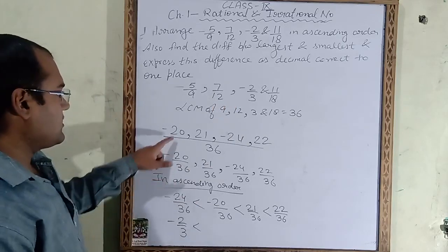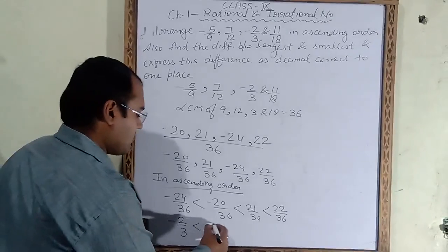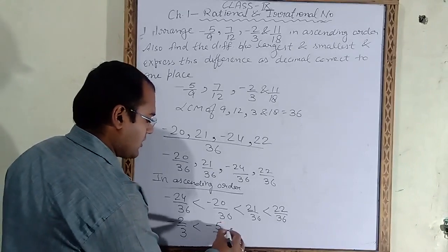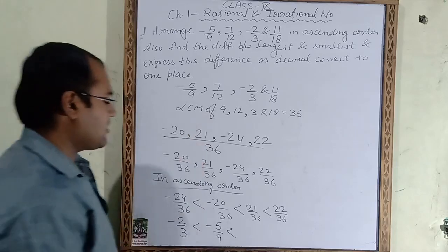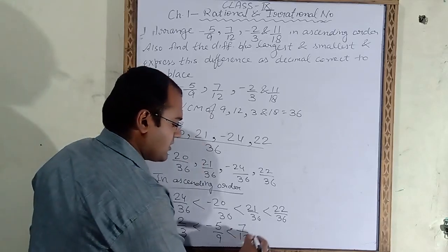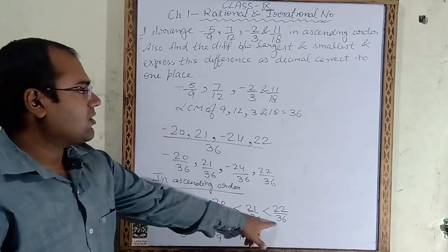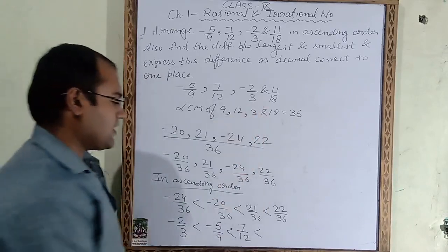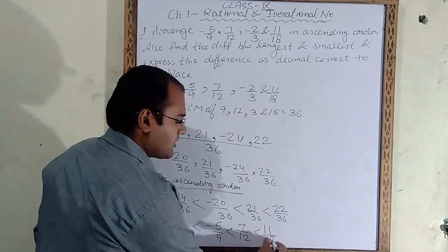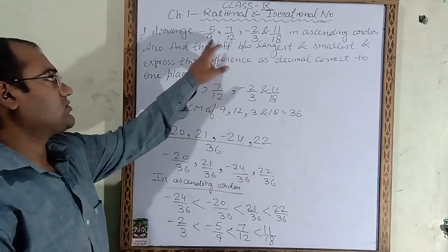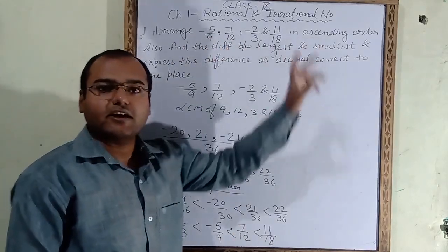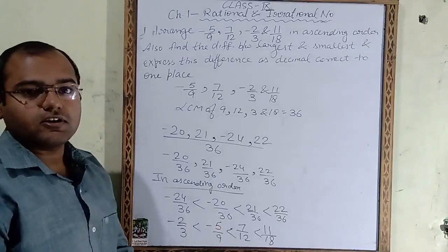Minus 20 upon 36 is the answer of minus 5 upon 9. 21 upon 36 is the answer of 7 upon 12. 22 upon 36 is the answer of 11 upon 18. So this is the answer of this first part. We have to arrange in ascending order. So this we had arranged now in ascending order.